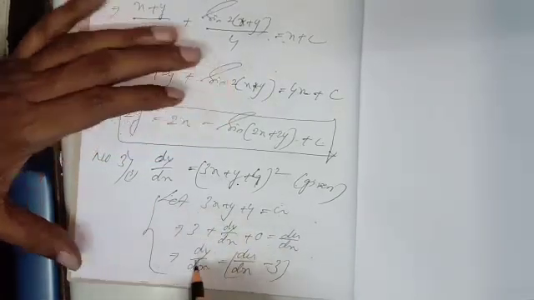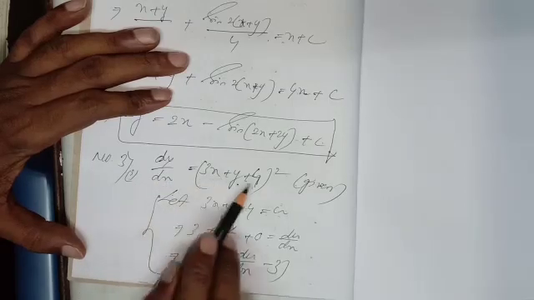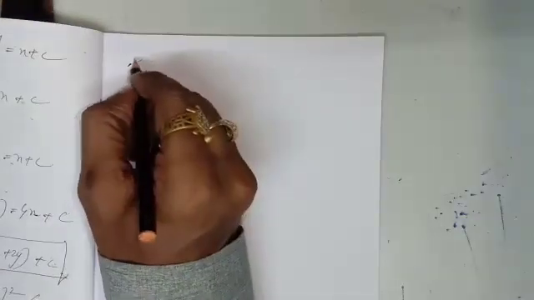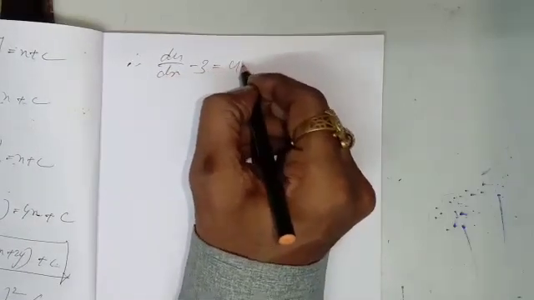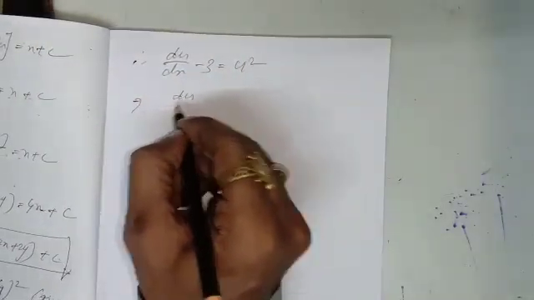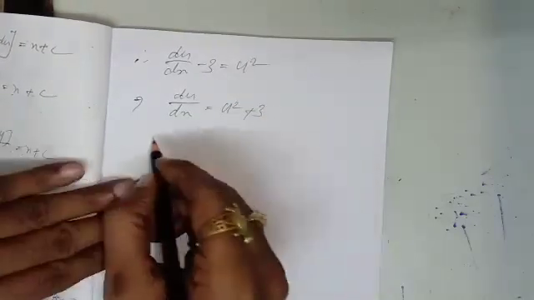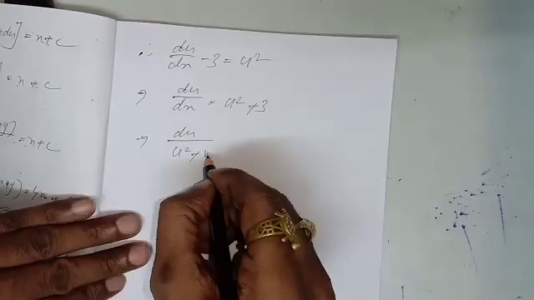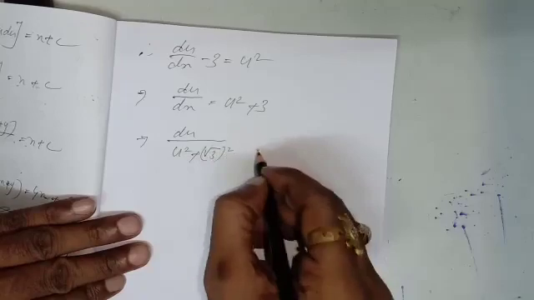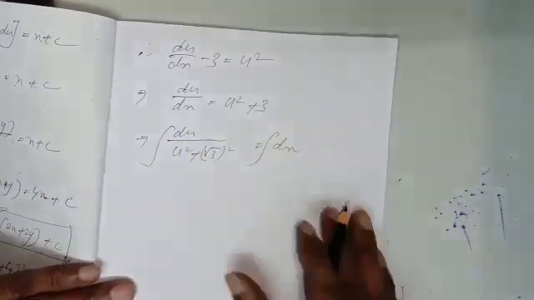Put in the value of dy by dx as du by dx minus 3 equal to u square. Therefore, du by dx minus 3 is equal to u square. Finally, du by dx is equal to u square plus 3. Next, du by (u square plus root 3 whole square) equals dx. Separation of variables completed. After that, you have to integrate both sides.